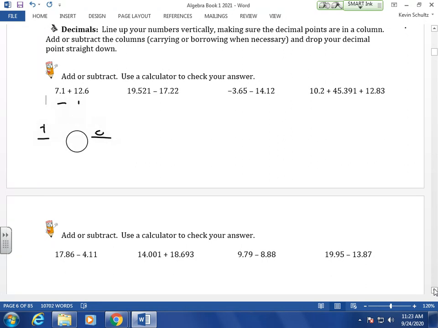So when you line these up, we get 7.1 and 12.6. Now we're adding the tenths with the tenths, the 1 and the 6, the 7 and the 2, the ones with the ones, and then our tens there. So that's just, I mean, you know that. I think just a brief reminder is valid. Let's talk about this third one, though. Negative 3.65 minus 14.12.